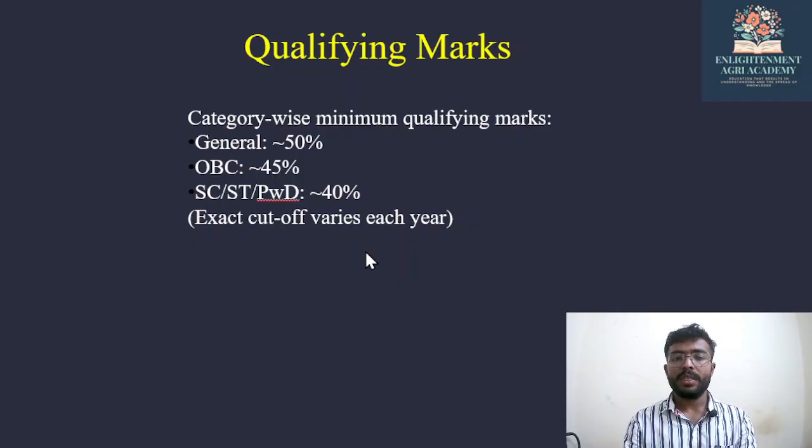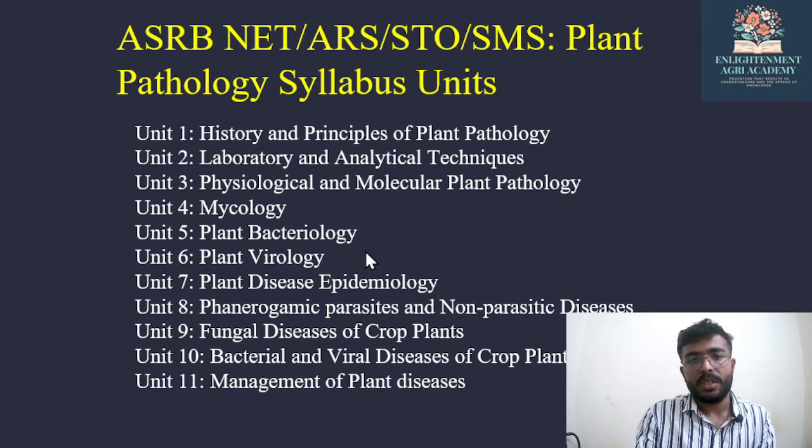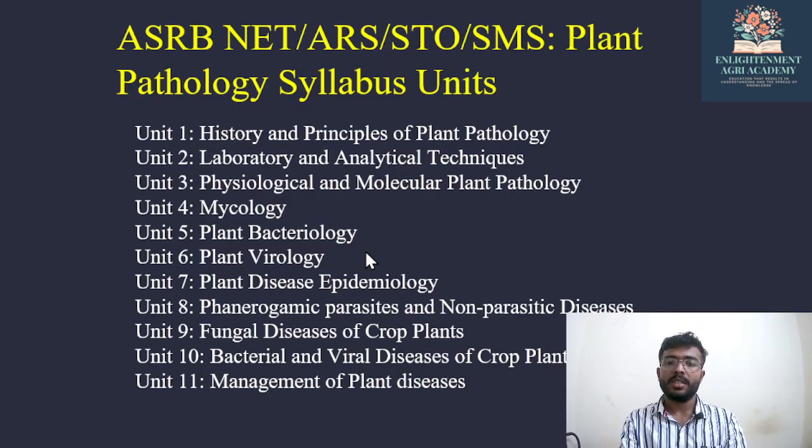For the qualification marks, for the general category you need nearly about 50% marks. For the OBC category, nearly about 45%. And for SC, ST, nearly about 40% marks. But the year-wise cutoff will change due to the pattern of the examination and the difficulty of the examination. So it is not fixed, but this gives you some idea about the qualifying marks. Now the ASRB NET, ARS, STO, SMS plant pathology syllabus units.